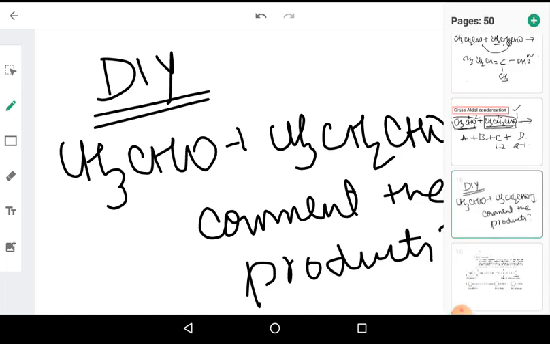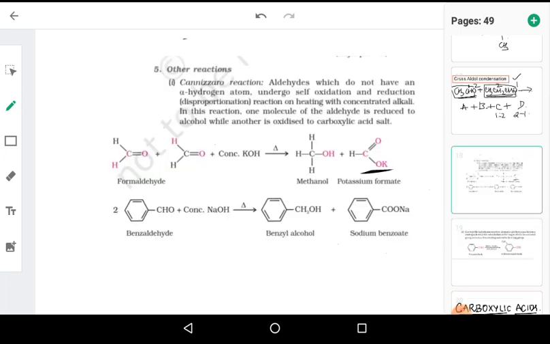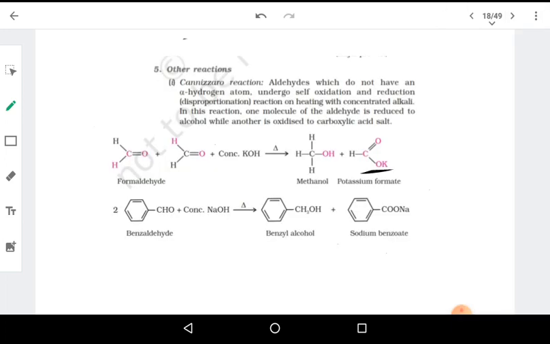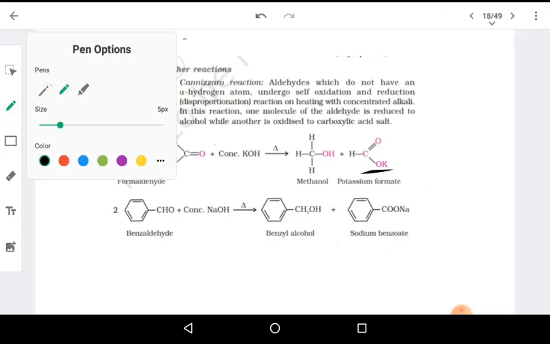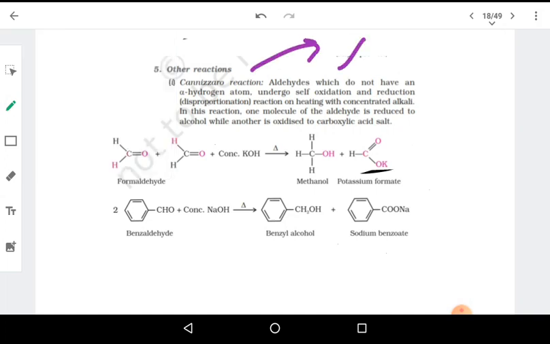Okay, so let us talk about the next reaction, that is Cannizzaro reaction. Now, Cannizzaro reaction is important. This is carried out by those where alpha hydrogen is absent. So here you can see formaldehyde and benzaldehyde. In both these compounds, alpha hydrogen is absent.